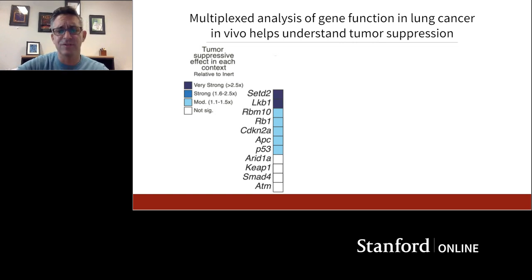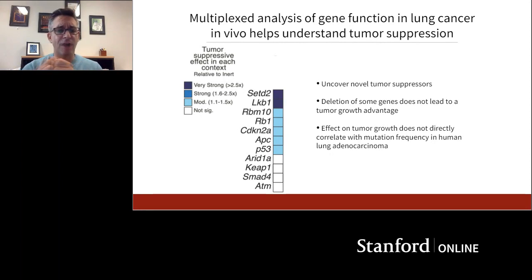So we could make some conclusions. One is that we identified novel genes, genes that were not known before to suppress cancer, and in this pooled setting, we could find those genes. It was also interesting to us that some of these genes were actually not important, at least in cancer, how we had modeled it.